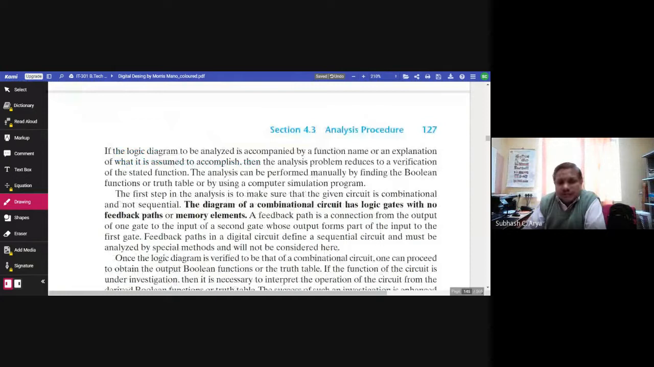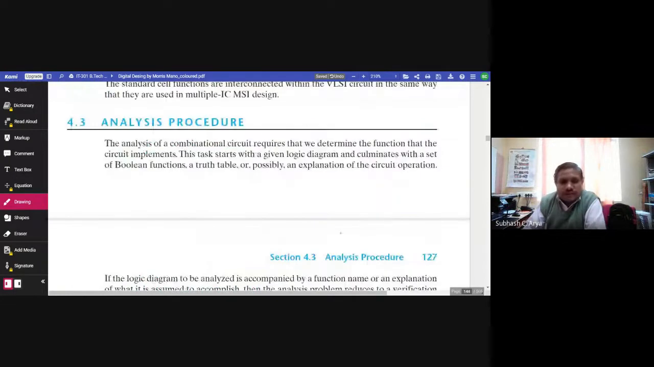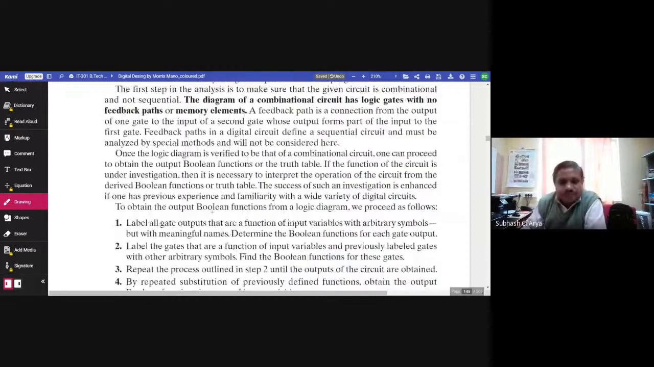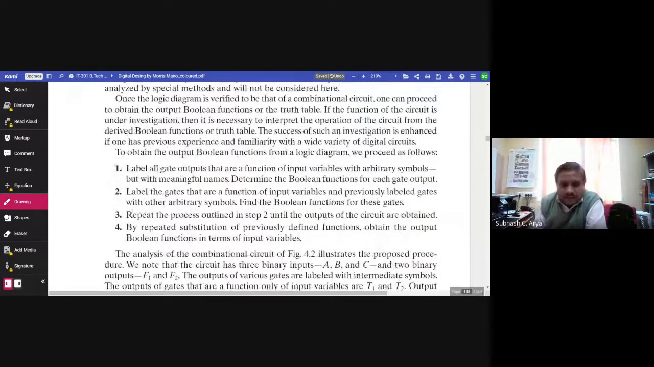In this first section, it tells about the analysis procedure. Analysis means you have a given circuit, and you have to analyze what this circuit is doing by breaking it into different subsections. That is the meaning of analysis. And what is the procedure of analyzing a given circuit? It is mentioned here. Suppose a circuit is given; you will see an example also.